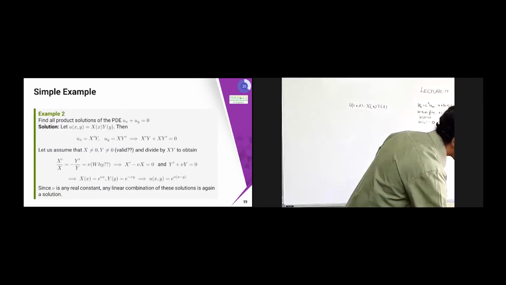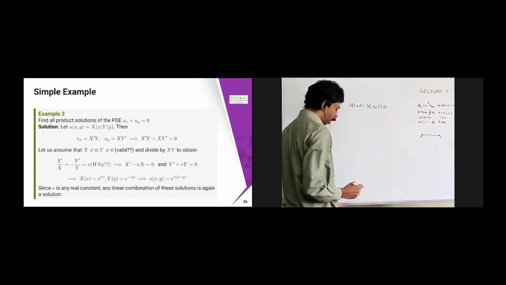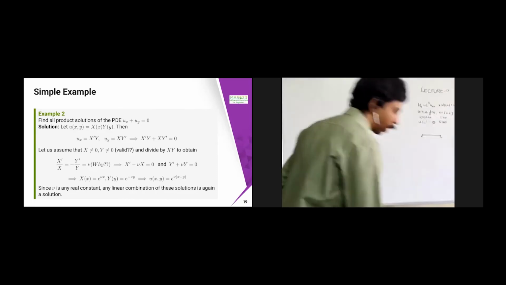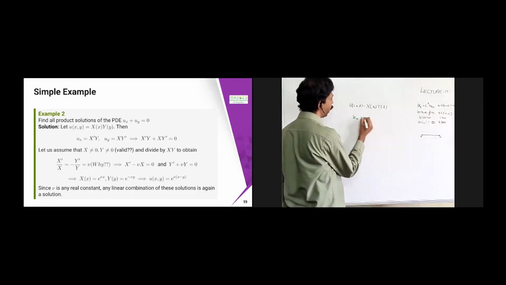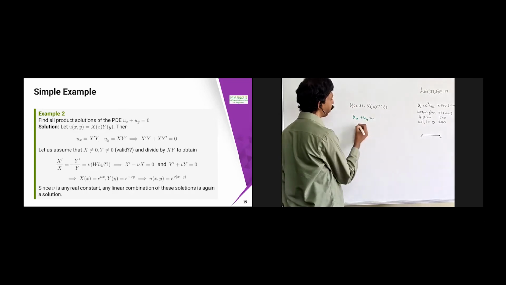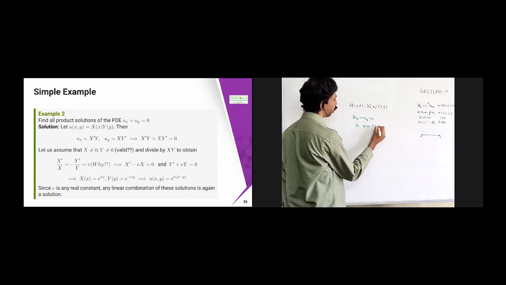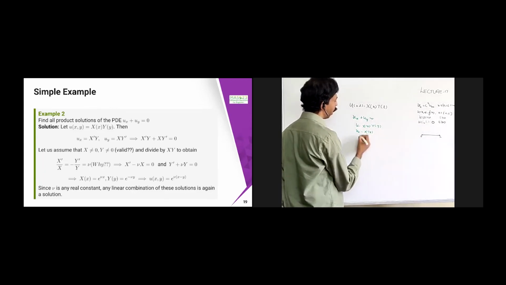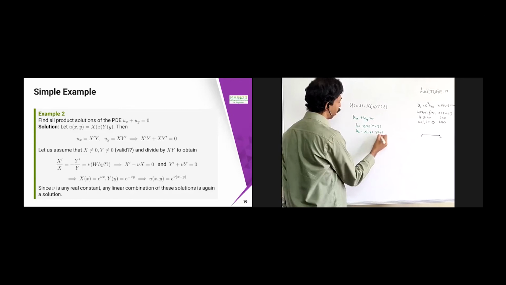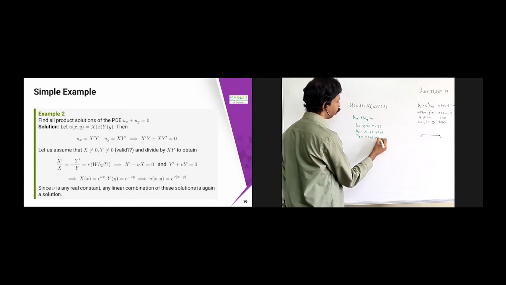So let's solve a simple problem, the transport equation we solved earlier. You have u_x plus u_y equal to 0. I'm going to assume that u is of the form X(x) into Y(y). Therefore, u_x is going to become X'(x) Y(y), and u_y is going to become X(x) Y'(y).